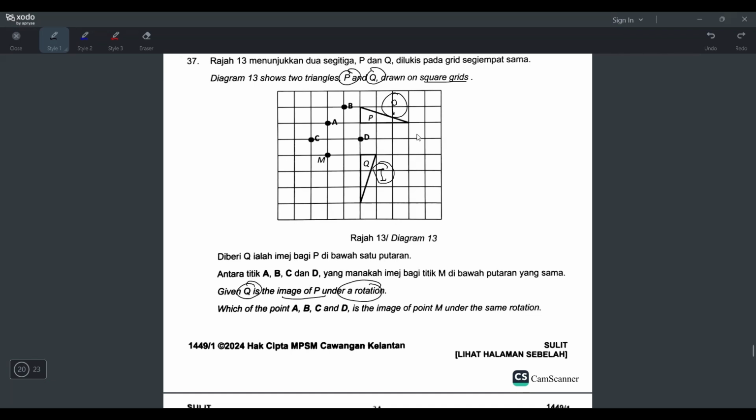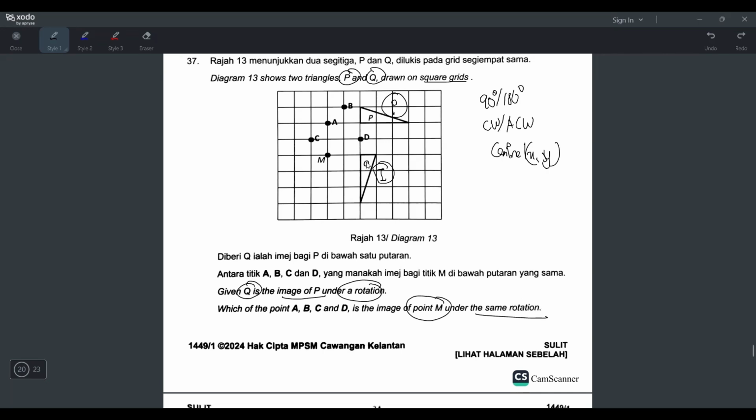And they say under rotation. So P to Q, you have to do one rotation, right? And they say which of the points A, B, C, D is an image of point M under the same rotation. Okay, first, we cannot find the image of M first. First, we need to find out whether this rotation is 90 or 180, clockwise or anti-clockwise, and also we need to get the center first. Because we need to get all these three things before doing the rotation from point M, right? So if we don't know these three things, we cannot find the image of M, right? We need to know what that rotation is first.